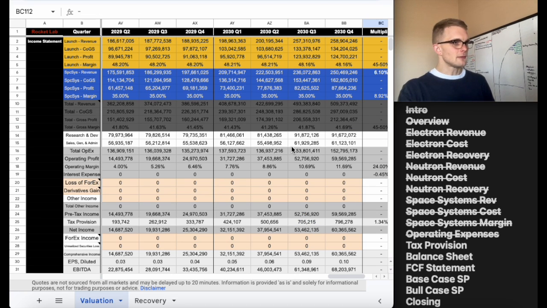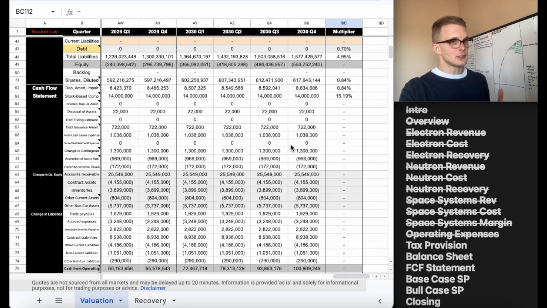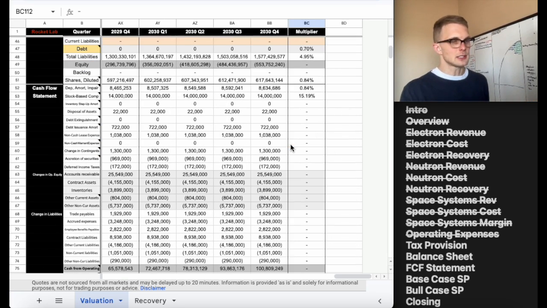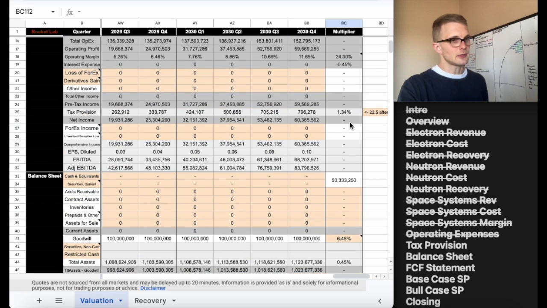Now to fill out the rest of the income statement, the balance sheet, and the free cash flow statement, I'm sure you guys are getting the idea by now. Essentially what we're doing is working with formulas from below that are feeding upwards and filling out that information above. So we'll use the tax provision as an example.